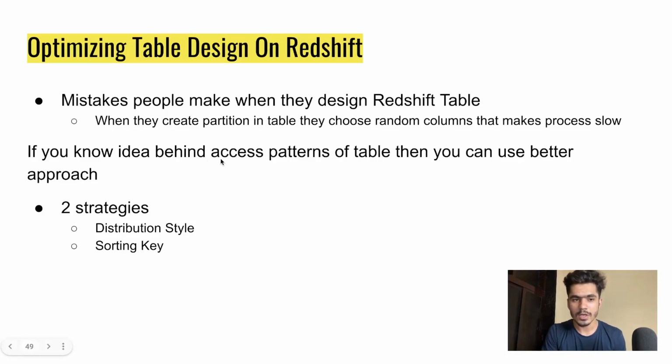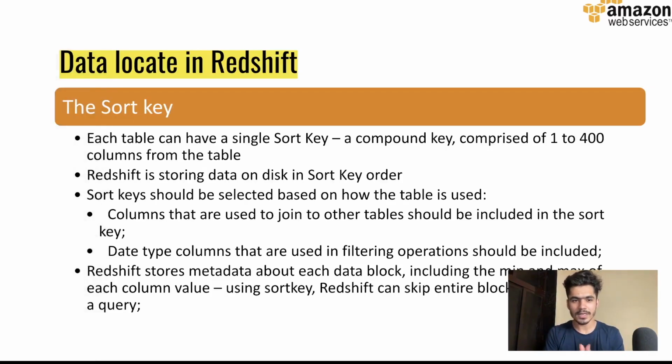So let's get started. The number one mistake people make is that they directly choose the default Redshift table design that we generally did in the last video. When they create a partition in the table, they choose random columns that make the process slow. Whenever we want to create a partition, as we already discussed in our previous video, we selected a random key. But there are basically two ways you can optimize your Redshift table: using distribution style and the sort key. We're going to be discussing that in detail. So let's start by understanding sort key.